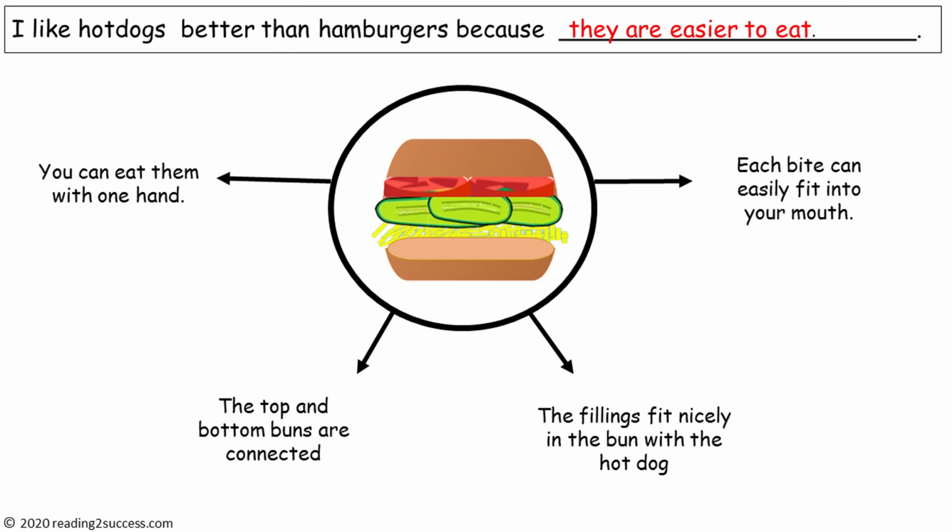When we finished the brainstorming activity for the hot dogs, we came up with you can eat them with one hand, the top and bottom buns are connected, the fillings fit nicely in the bun with the hot dog, and each bite can easily fit into your mouth. So our opinion statement became, I like hot dogs better than hamburgers because they are easier to eat.